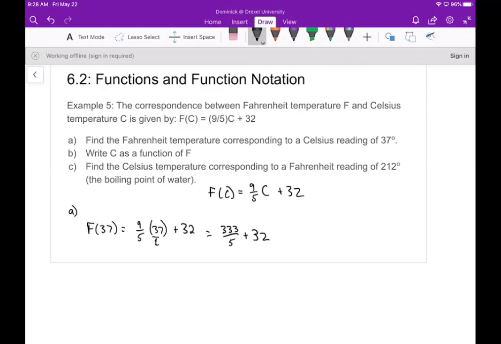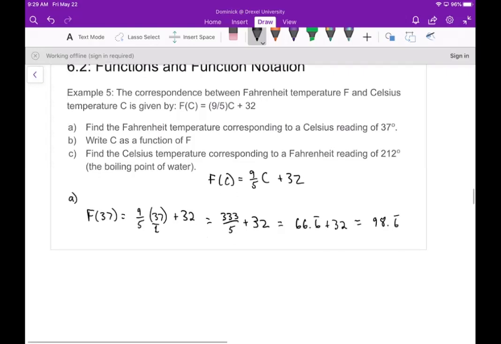which if we write 333/5 as a decimal, we're going to get 66.6 repeating plus 32. So then that's going to give us 98.6 repeating here, it looks like.